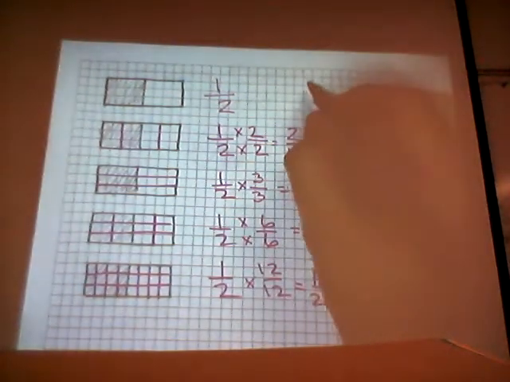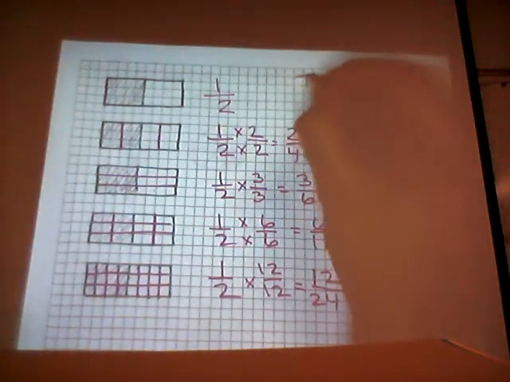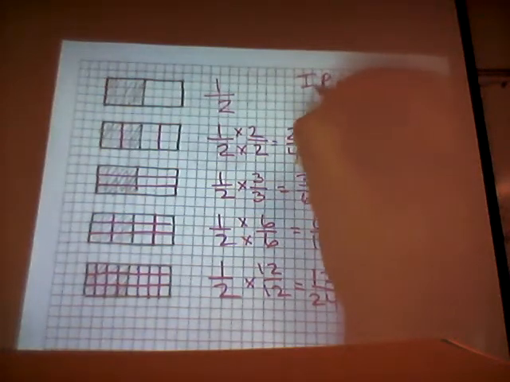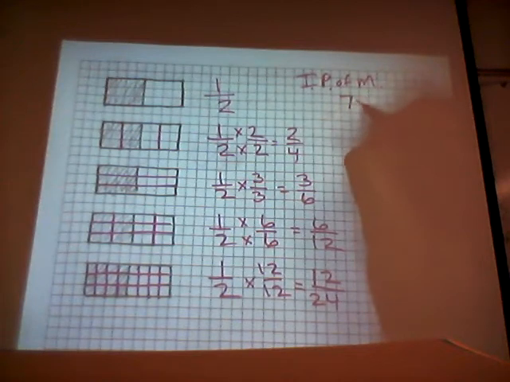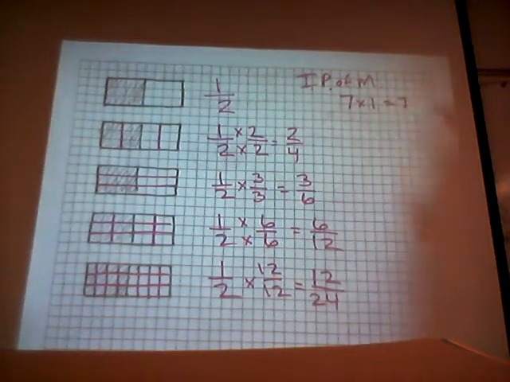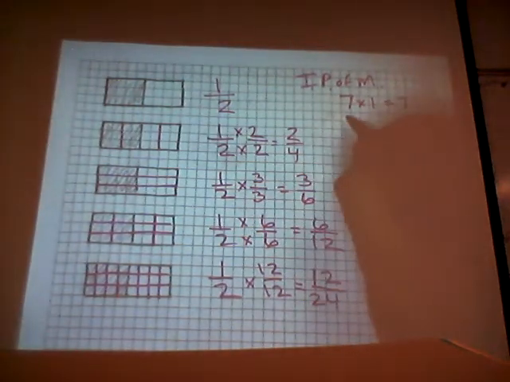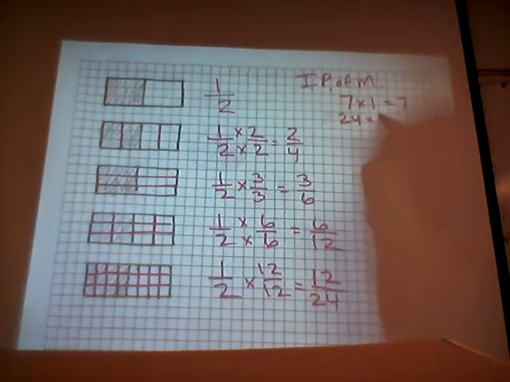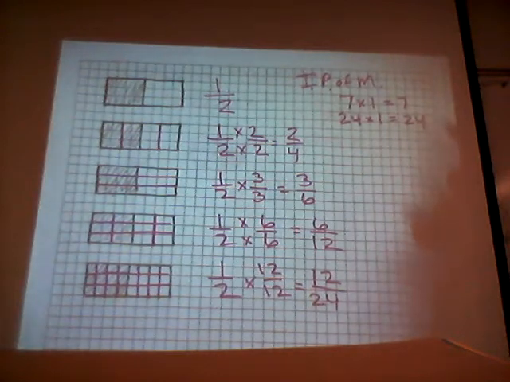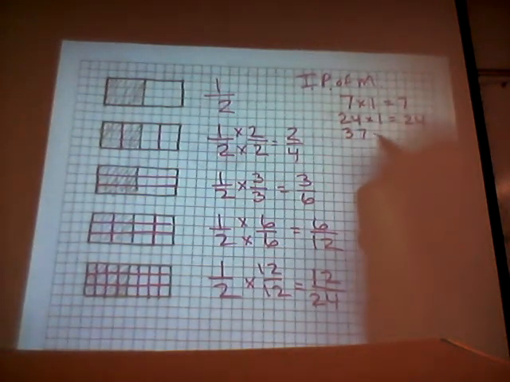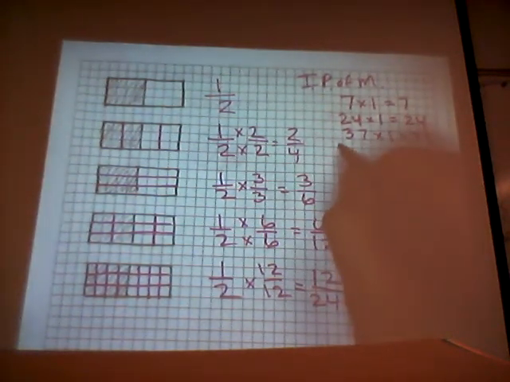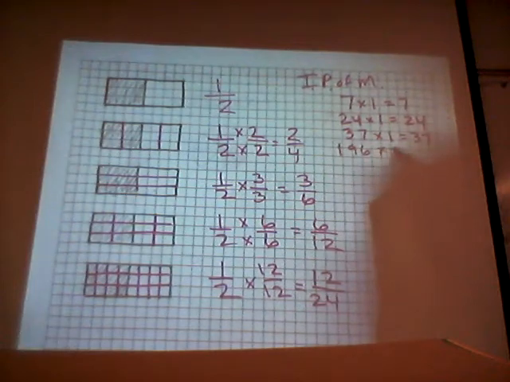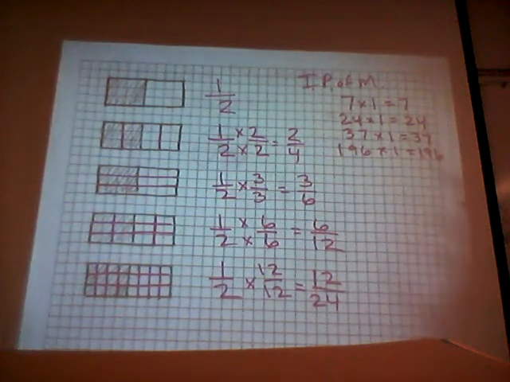Now, the reason that this works, some folks want to know the math behind it. It's because of something called the identity property of multiplication. And I'm just going to do a shortcut notation up there. The identity property of multiplication tells us that any number times 1 stays itself. So 7 times 1 is 7. 24 times 1 gives me 24. Absolutely. 37 times 1 stays 37. We could do this all day long. 196 times 1 is always going to get me back to 196.